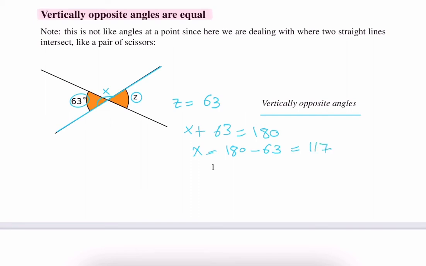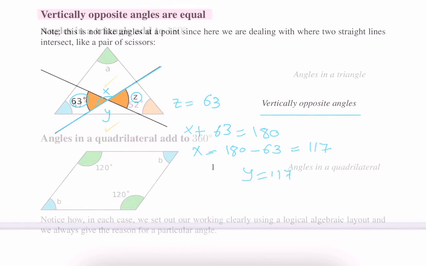Also, you can get angle Y. As you know, Y and X are two vertically opposite angles. So, X is equal to Y. So, angle Y equal also 117.